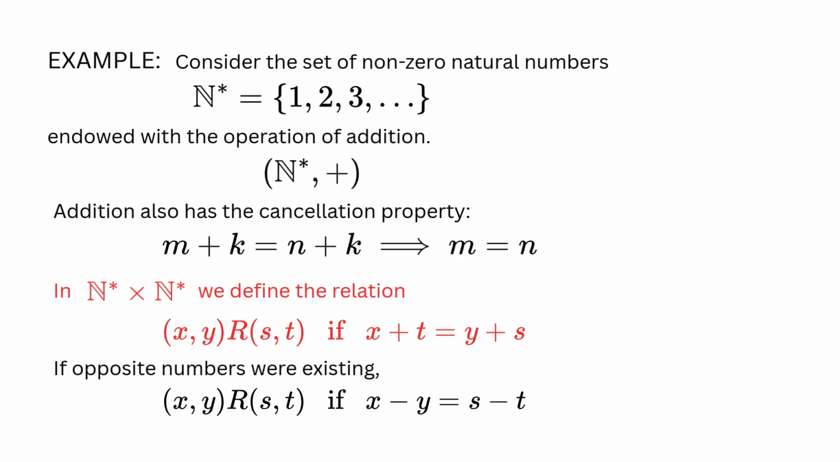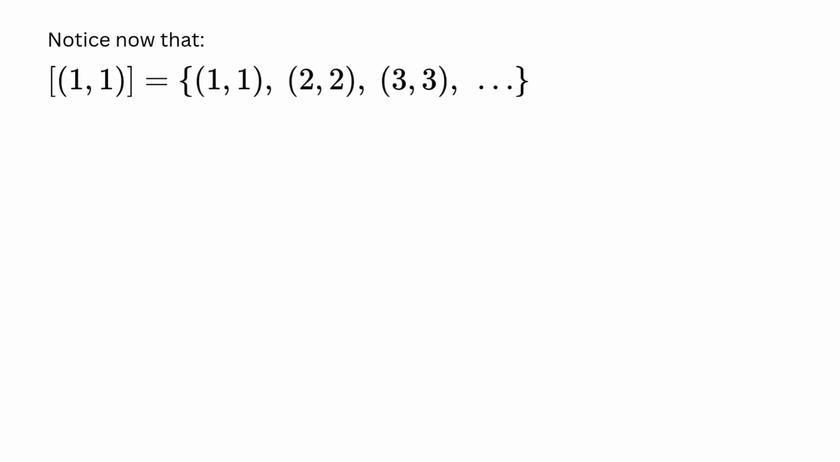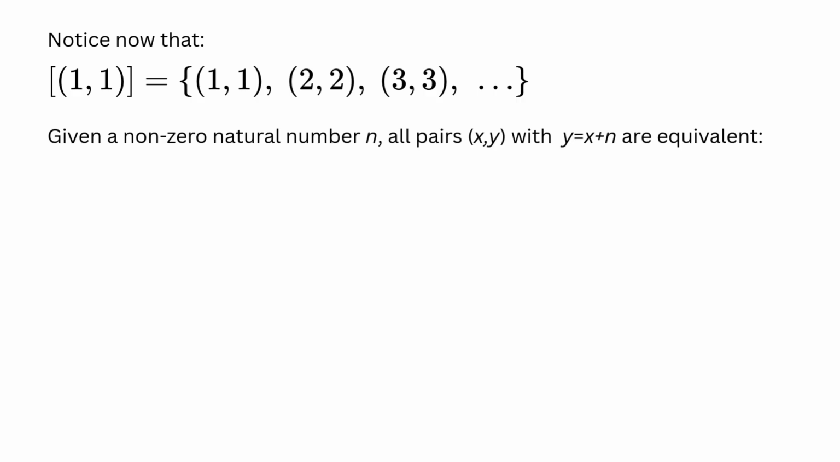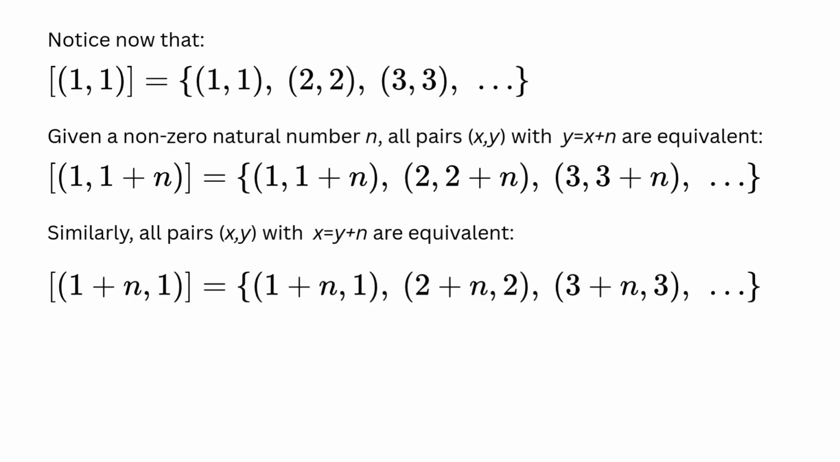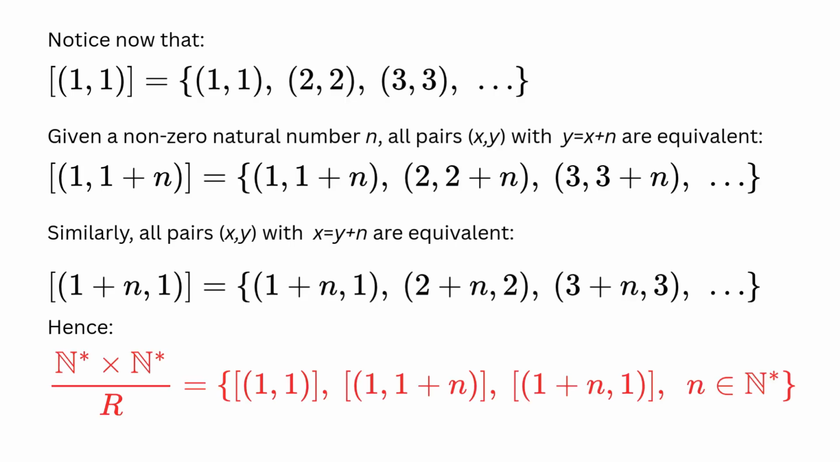The relation is automatically reflexive and symmetric. Using the cancellation property, it is quite easy to check that it's also transitive. Hence, it's an equivalence relation. Notice now that all pairs (n, n) are equivalent. Then, given a natural number n, all pairs (x, y) with y equal to x plus n are equivalent. Similarly, given a natural number n, all pairs (x, y) with x equal to y plus n are equivalent. Taking all these equivalence classes together, they form the quotient set.